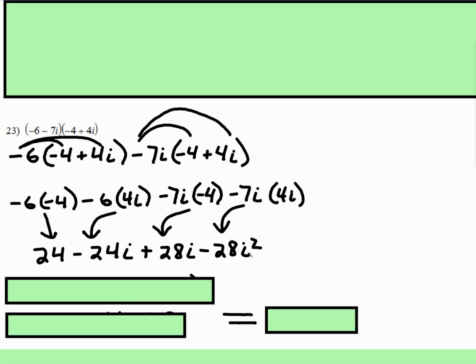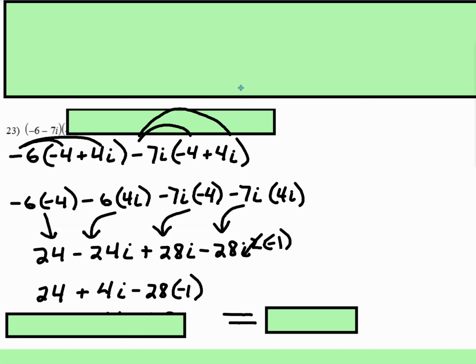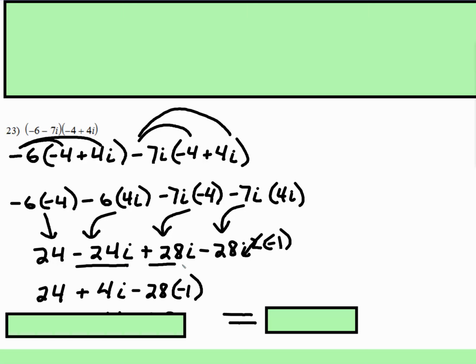-28i squared. But i squared is -1. Negative times negative is a positive. I probably didn't simplify that quite yet. So we have 24, -24i plus +28i. Those two things are alike. They both have i to the first. When you add them together, you get 4i.